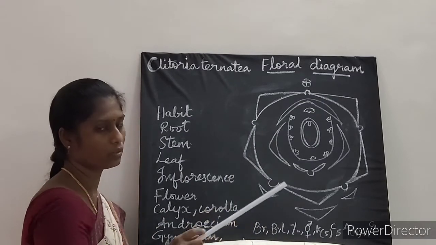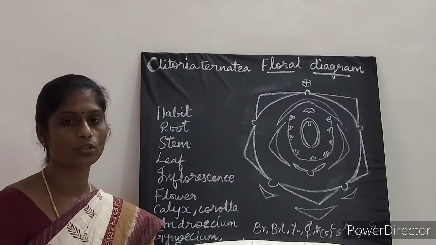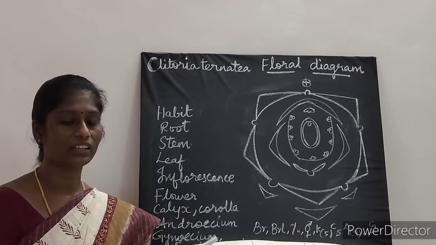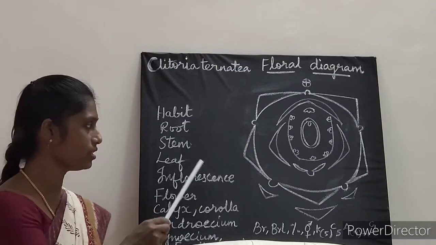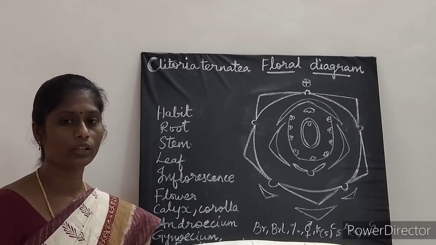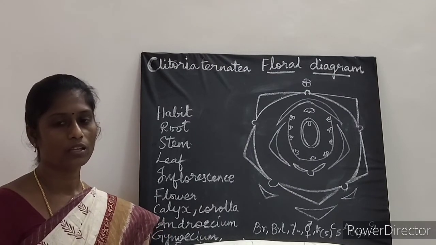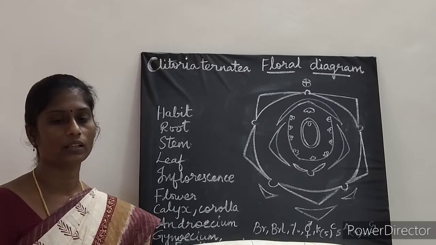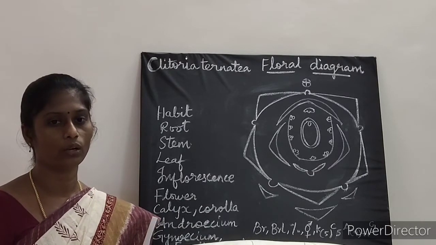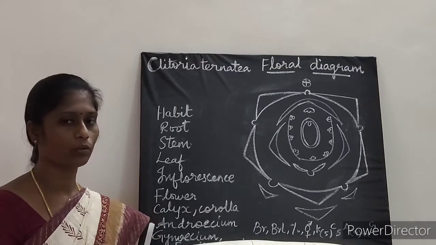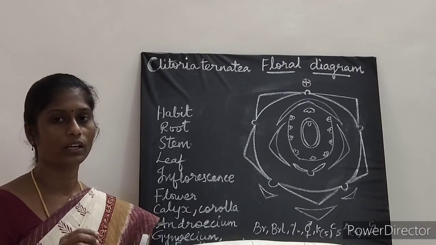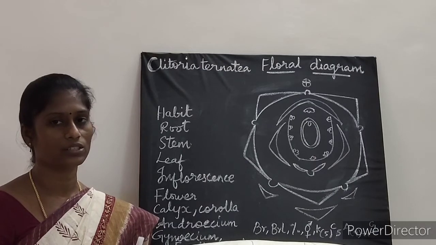This is an important question, children. Botanical description of Fabaceae, general characters of Clitoria ternatea. This is a 5-mark question including floral diagram and floral formula. Usually as a 3-mark question they will ask the floral diagram alone, or along with the floral formula: draw the floral diagram of Clitoria ternatea.